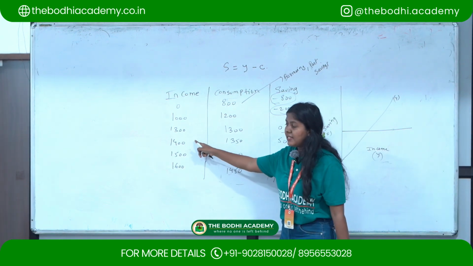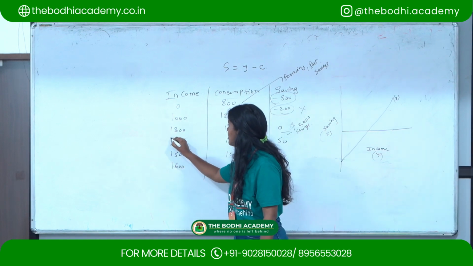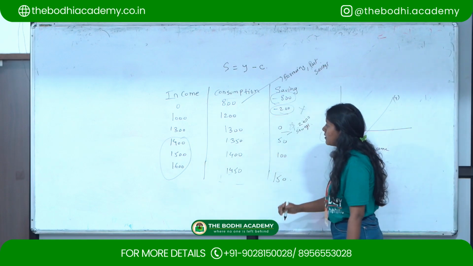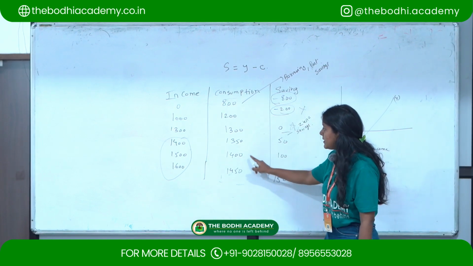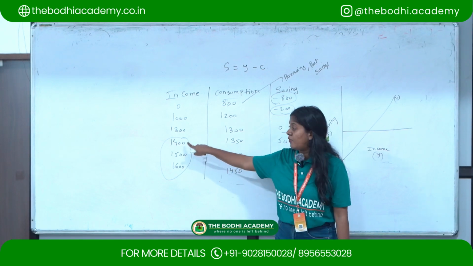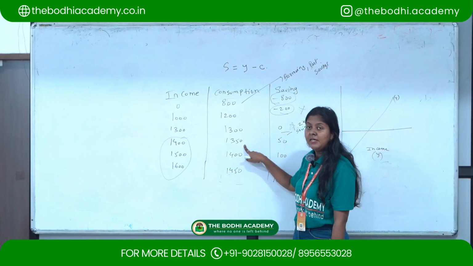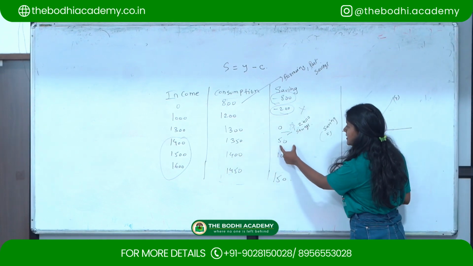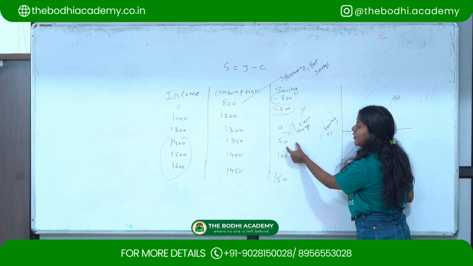Then as the income increases, now here is the part where your income increases. Consumption also, you can see, is less. Where income is 1400, your consumption is a little less, right? It is 1350. And how much are you saving out of this? You are just saving 50.